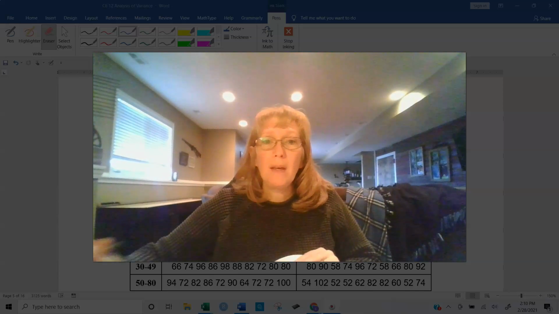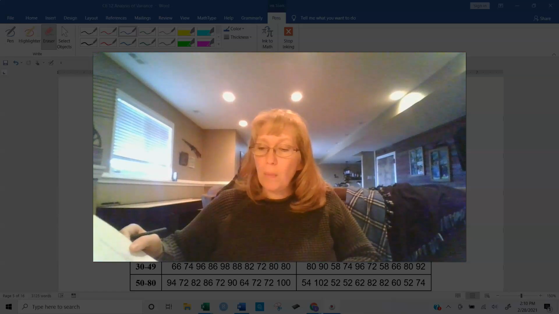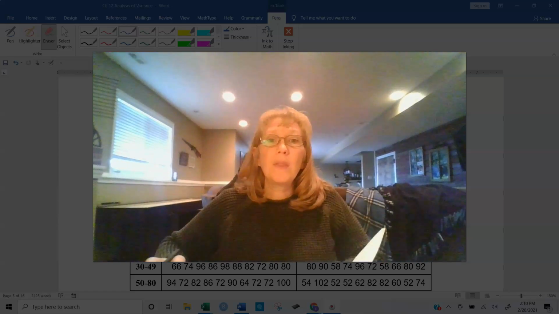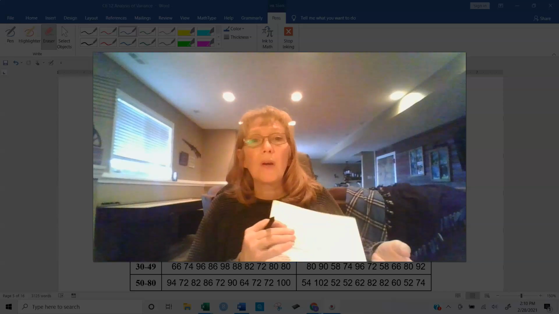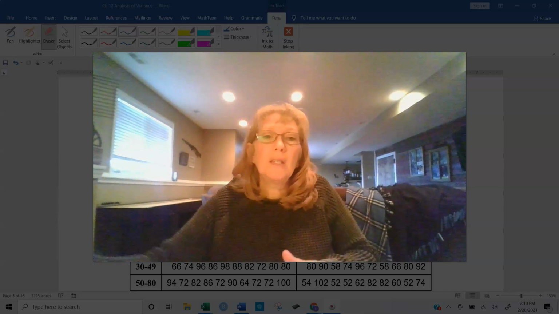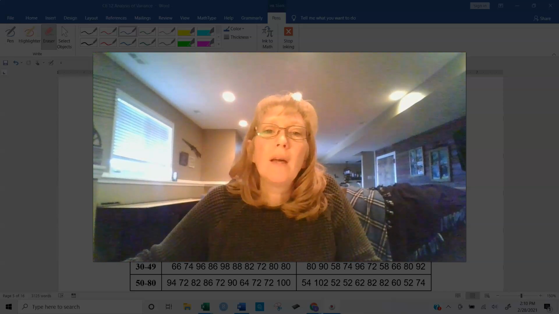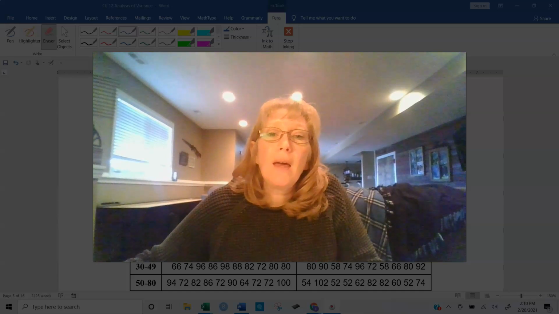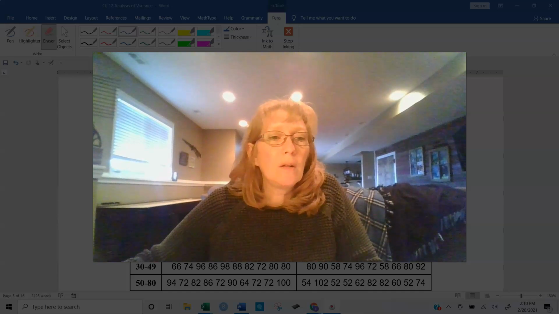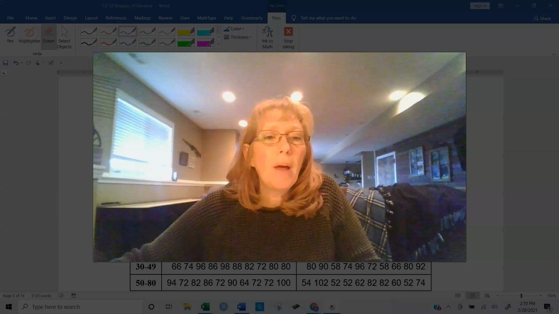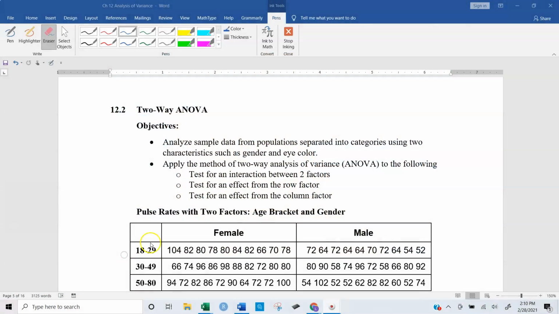This is a two-way ANOVA, so I'm hoping you're understanding that instead of having one thing to look at, we're going to have two different categories that are going to decide if there's an interaction between. It's like gender and age, the first ones we're going to do. Make sure you've got StatDisk up and your notes, and let's go.